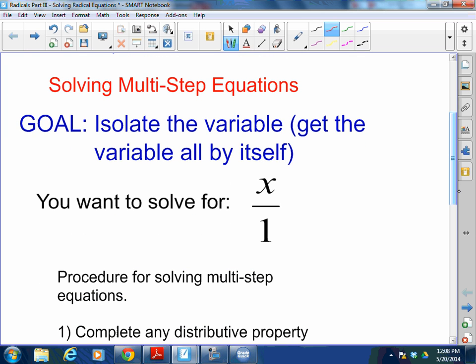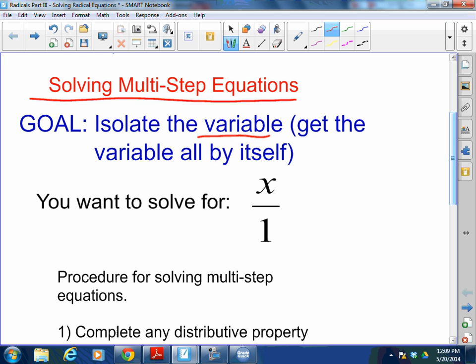Now, these steps should remind you of solving multi-step equations. The goal of any equation, doesn't matter if it's just a simple linear equation or a quadratic equation or a radical equation, is to isolate the variable. Get the variable all by itself. And please remember that I want to solve for x over 1. I don't want to solve for negative x or 3x or 5 over x or x plus 7. I want to solve for just x alone in the numerator and positive.